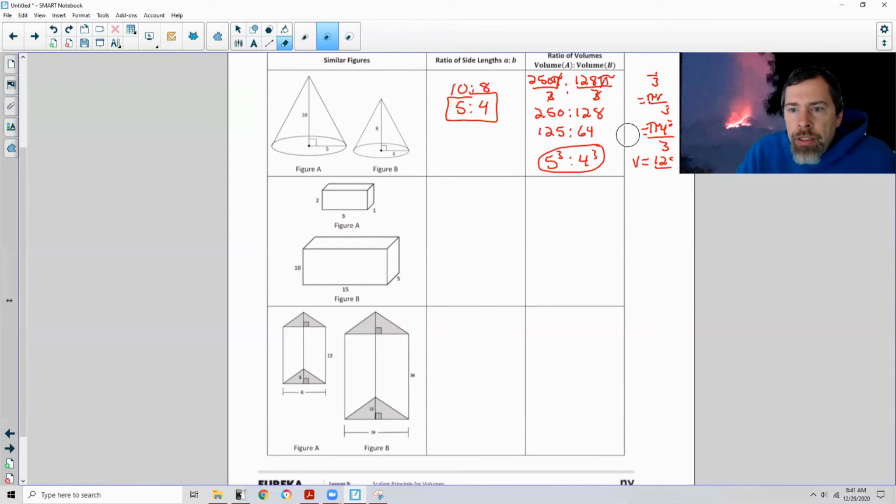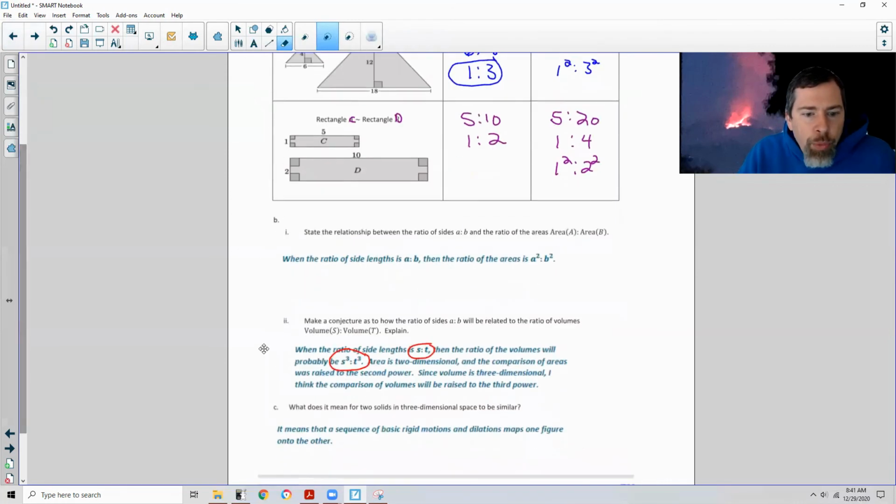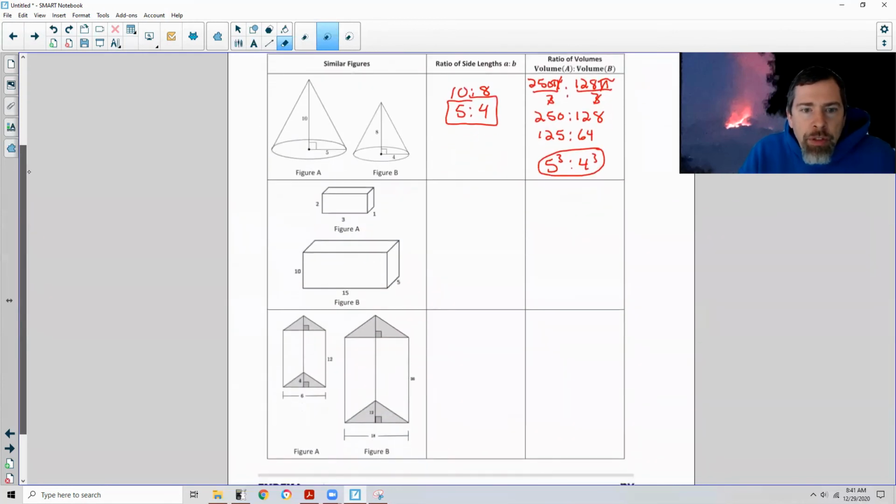So what we suggested, what we said we thought, right here, see the word probably, we are confirming. So let's continue and see if it's true for other shapes. Now let's do this rectangle.